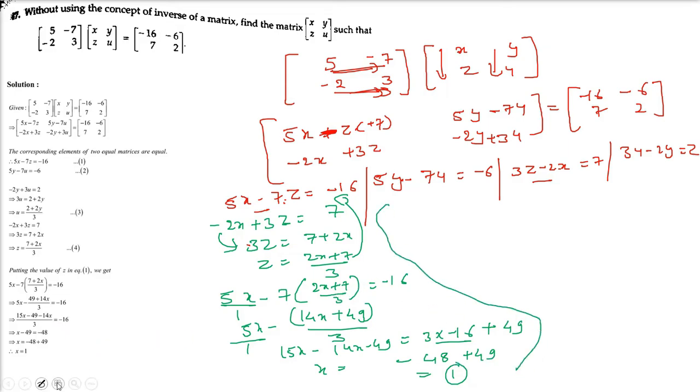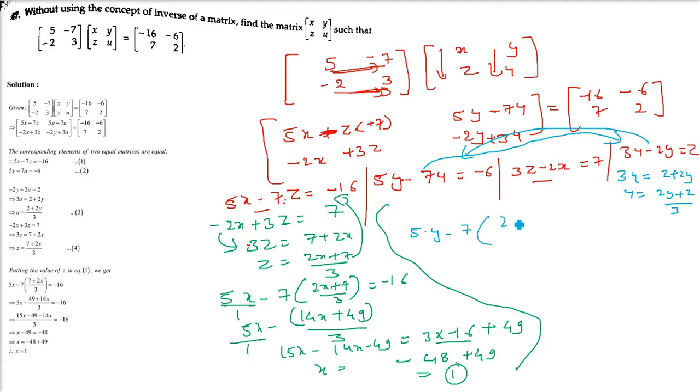So once you get x equals 1, what do you get? z equals (7 plus 2) by 3, that is 9 by 3. So z is equal to 3. Right? Now coming to the other two equations. So we have 5y minus 7u equals minus 6. And from here 3u equals z plus 2y. So u is (z plus 2y) by 3. Let us put it in here. 5y minus 7 into (2y plus 3) by 3. Okay. So this is (3 plus 2y) by 3.